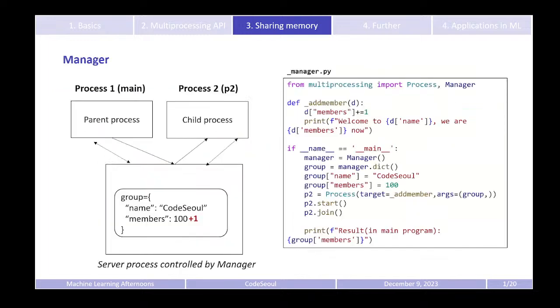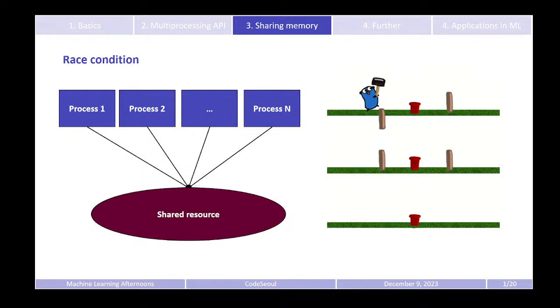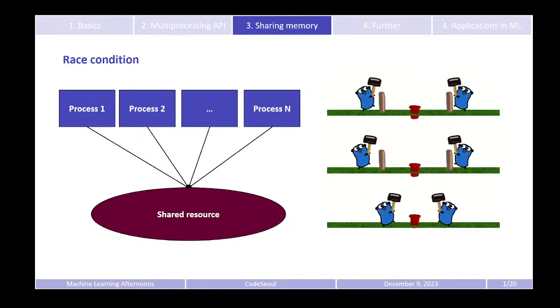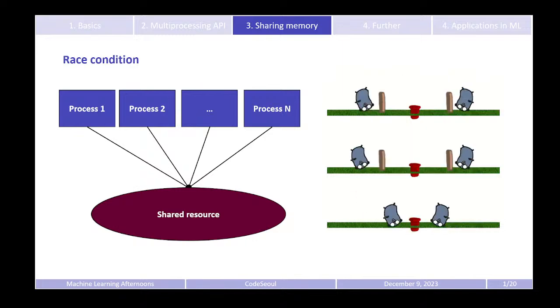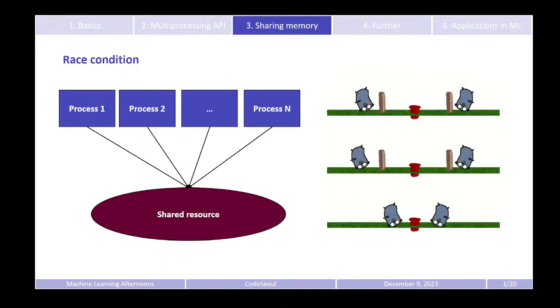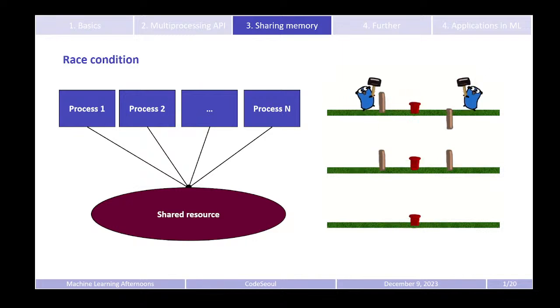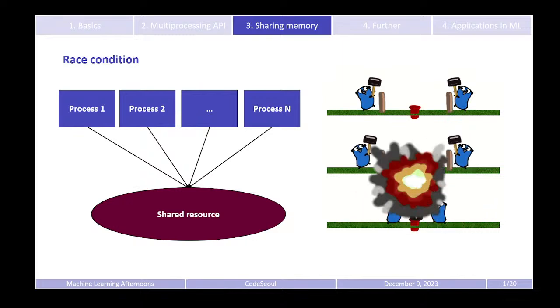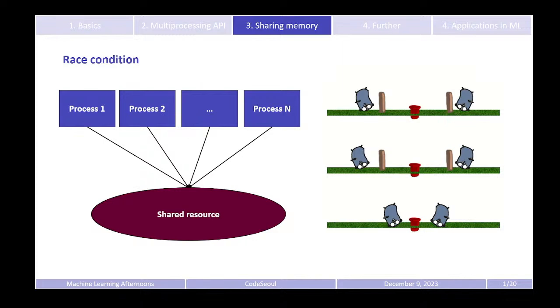So here is another thing to be careful about. For example, let's say we have a bunch of processes, from 1 to 1 million processes, and they have some kind of shared resource, like a manager's dictionary which we created previously. And every process wants to have reading access as well as writing access to the shared resource.